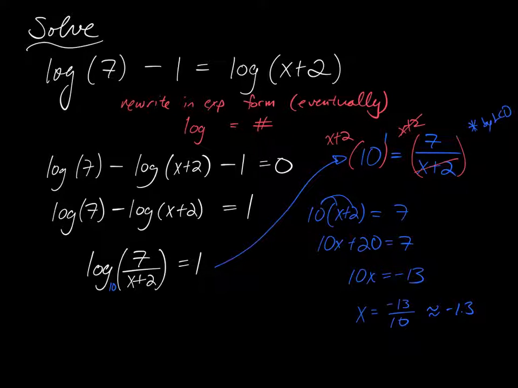Now I understand this a little better. Let's see what happens here. Negative 1.3 plus 2 is a positive 0.7. So our argument ends up being positive. That's fine. We're looking for positive arguments. That means this answer is a good answer. On to example 2.